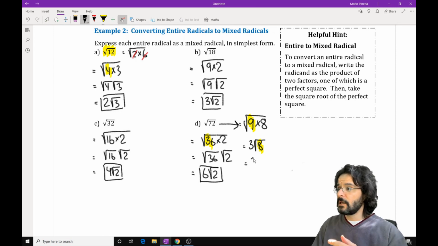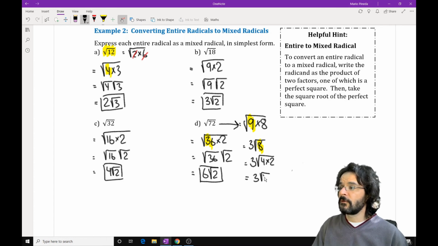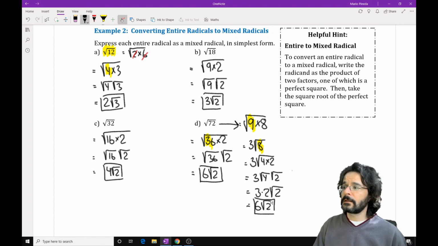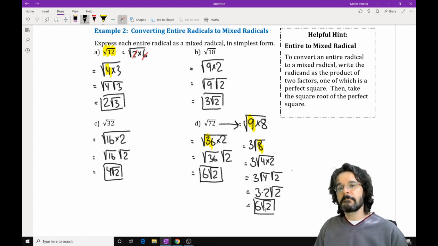The 3 will just carry, it's a coefficient that's outside the radical now. We're going to factor 8 into 4 and 2. And again, we're going to split this. So it's going to be 3 times square root of 4 times square root of 2. Square root of 4 is 2, so we're left with 3 times 2 times square root of 2. 3 times 2 is 6 times square root of 2. And this is our final answer. We can see that this is the same as this. And this is the corresponding mixed radical in its simplest form.